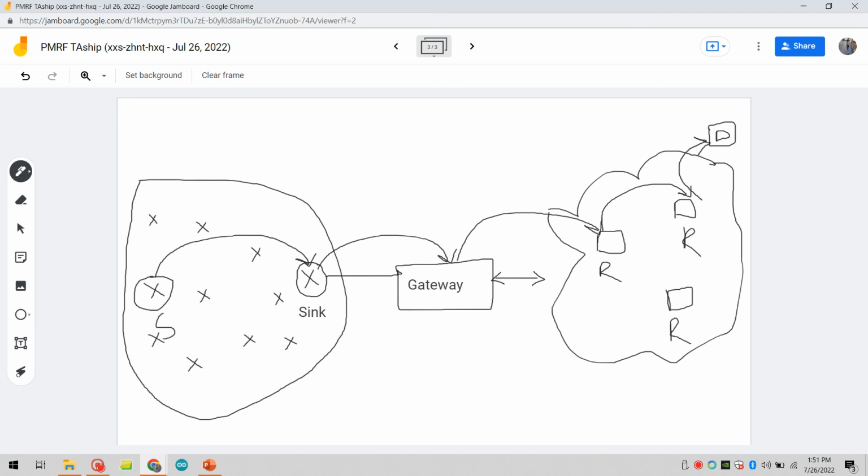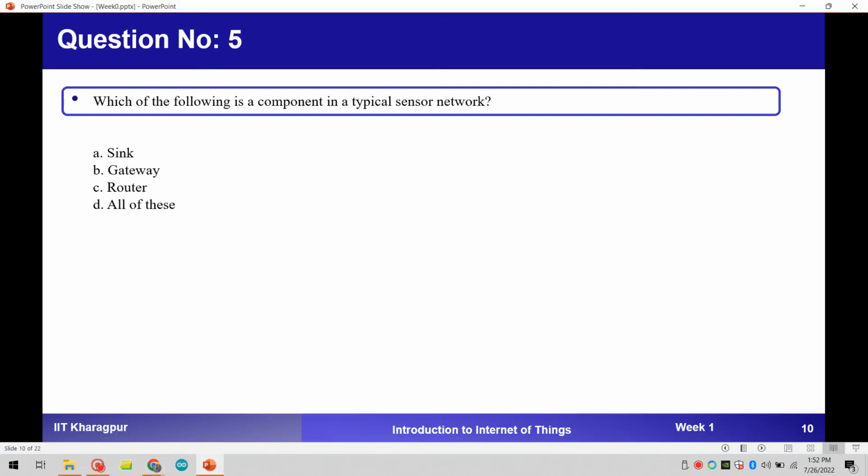So as we can see, the various components of typical sensor networks are sensors, various types of sensor, the sink node, gateway, routers, and destination. Obviously, the destination can be any device. So the answer for this question will be all of these, because sink, gateway, router, all those three are present in the architecture of your sensor network.